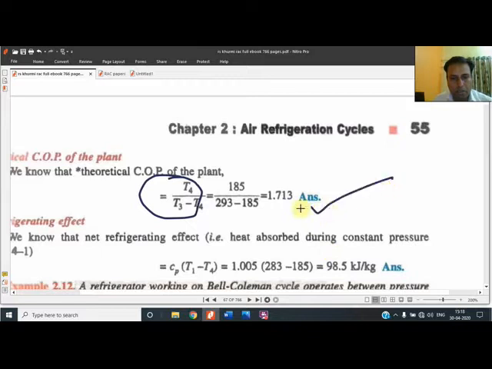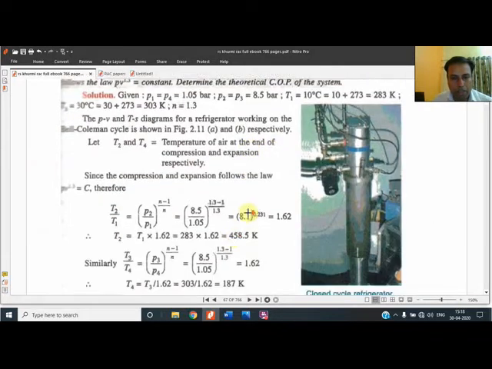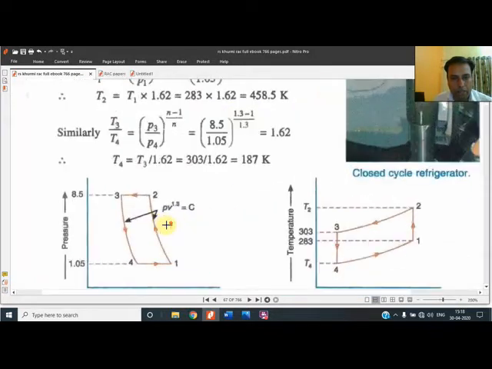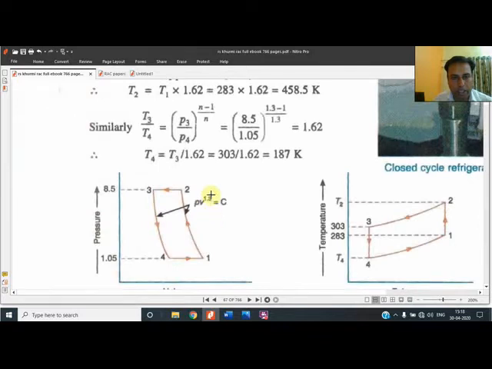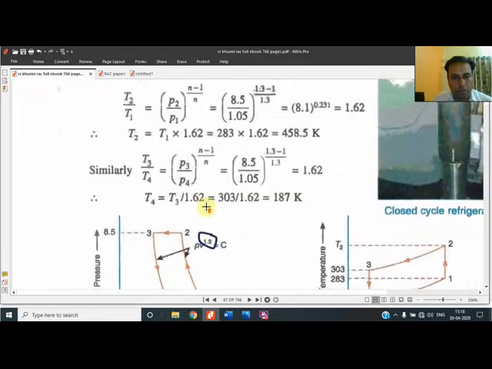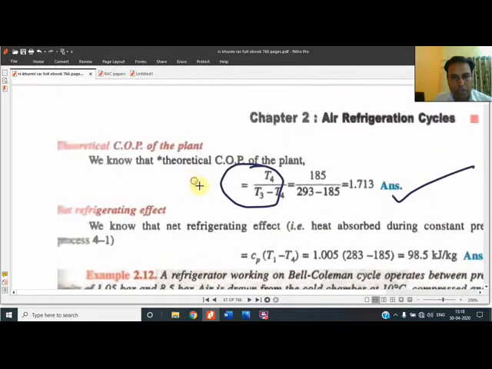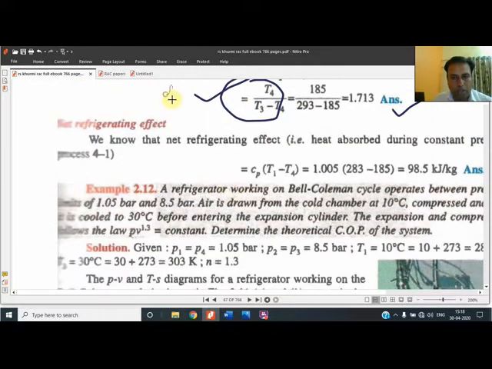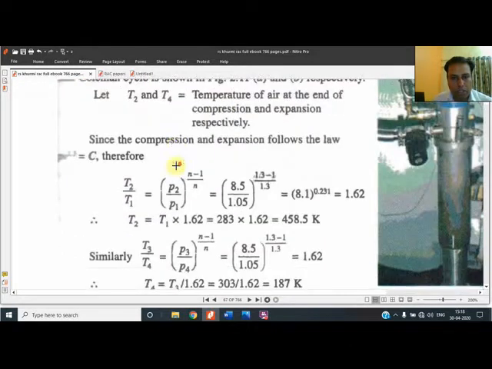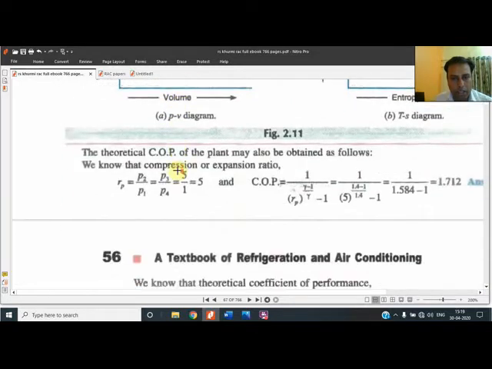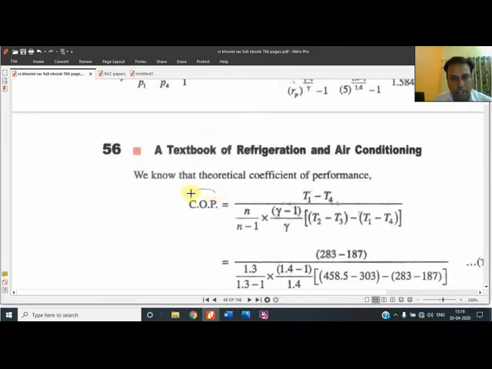That is okay. But if the expansion and compression are taking place by some other index, you can see in this question what they have given. The index is, instead of 1.4, it is 1.3. Then this formula won't be used, meaning the first formula I have shown you, T4 upon T3 minus T4, won't be used. The second one will be used, and the second formula is this. This we have to use.